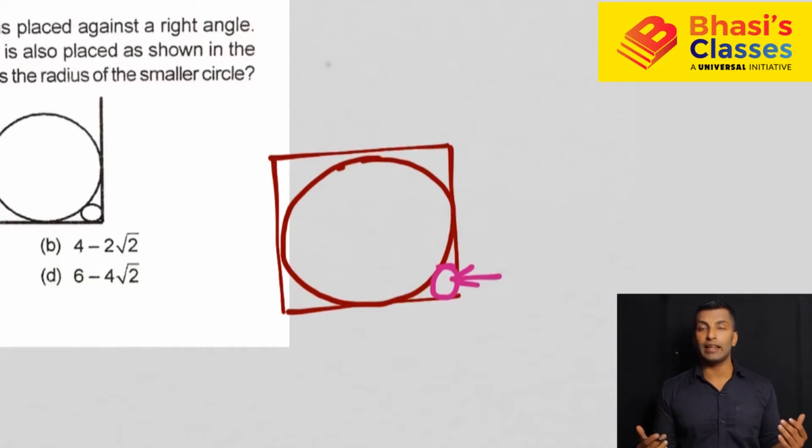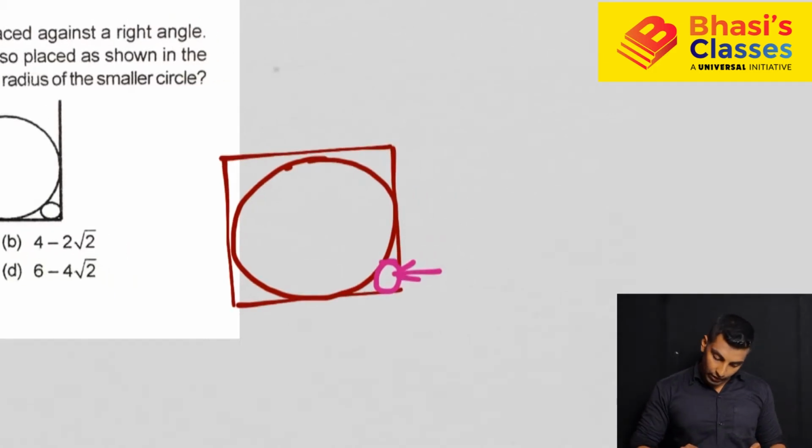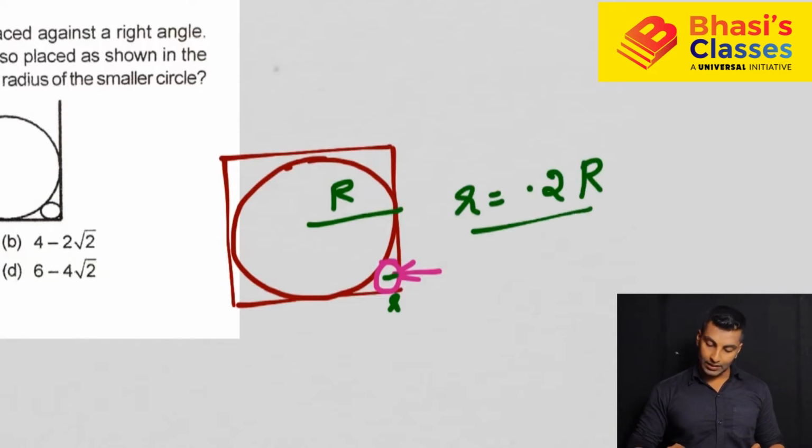Whatever it is, if you know the radius, this is going to be very easy. And I give you a shortcut. If you know the radius of this, let's suppose this is capital R, and let's keep this as small r, and the small r is equal to 0.2 of capital R. Just remember this, and any question in this way is going to be very easy for you.